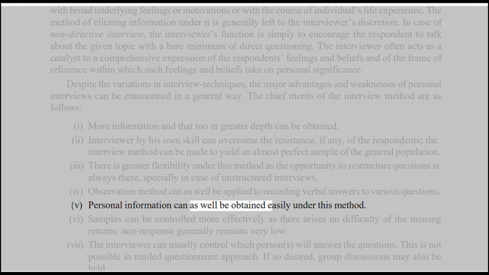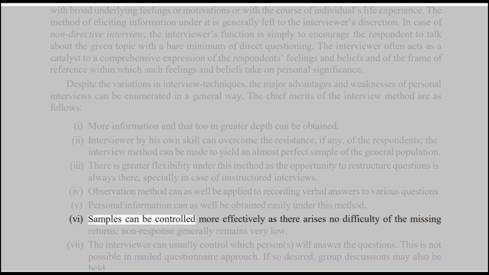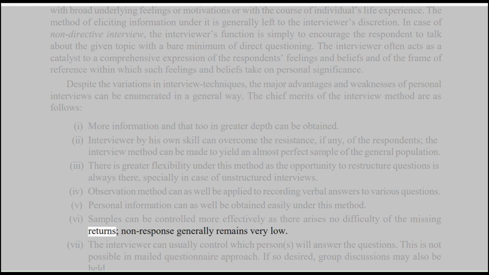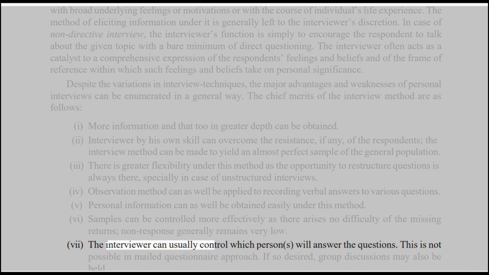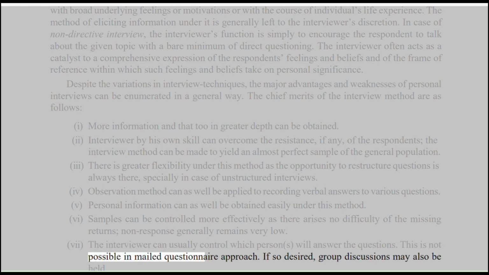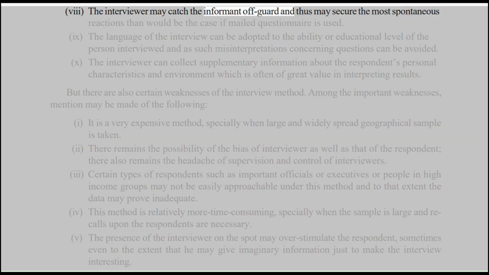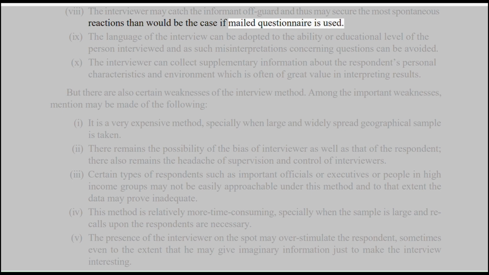4. Observation method can as well be applied to recording verbal answers to various questions. 5. Personal information can as well be obtained easily under this method. 6. Samples can be controlled more effectively as there arises no difficulty of the missing returns, non-response generally remains very low. 7. The interviewer can usually control which persons will answer the questions. This is not possible in mailed questionnaire approach. If so desired, group discussions may also be held. 8. The interviewer may catch the informant off guard and thus may secure most spontaneous reactions than would be the case if mailed questionnaire is used.